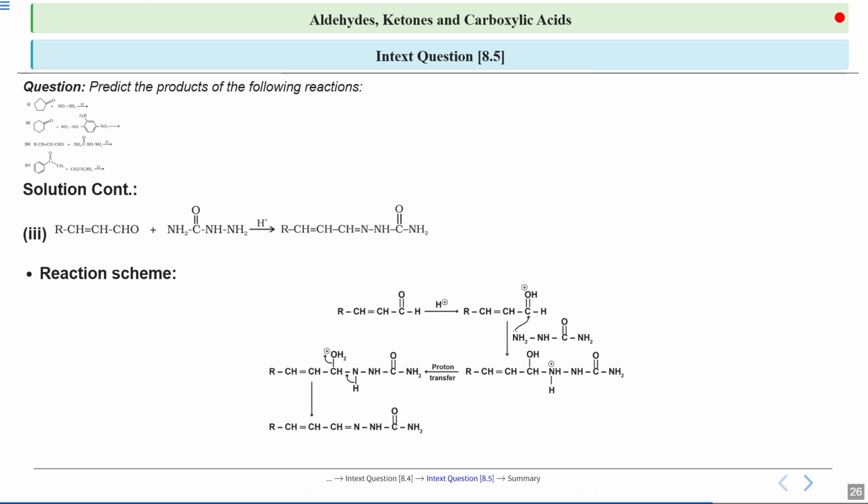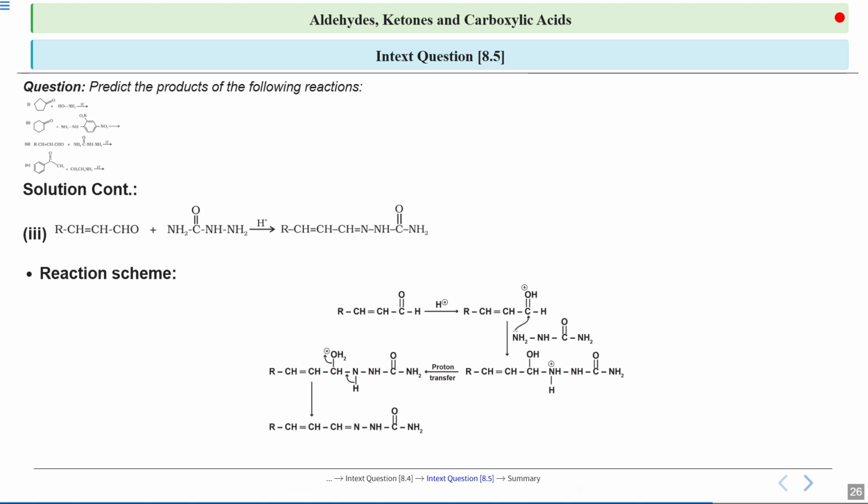Then the terminal amino group attacks the carbonyl carbon of the aldehyde and forms a tetrahedral intermediate. After that there will be a proton transfer, which stabilizes the molecule and makes it easier to lose water, because OH is a bad leaving group, but OH2 plus is a good leaving group. Then the loss of a water molecule occurs, leading to the formation of the C double bond N Schiff base. The final product is an alpha beta unsaturated semicarbazone.